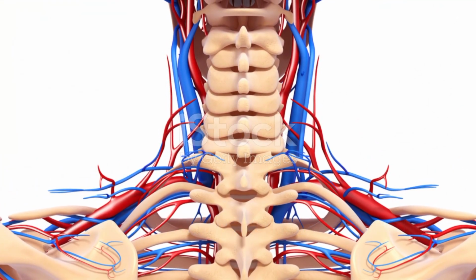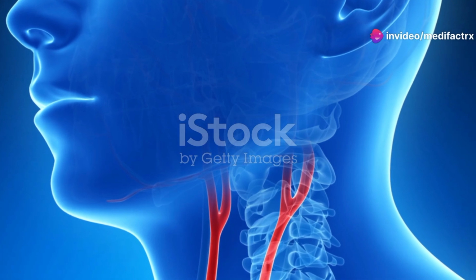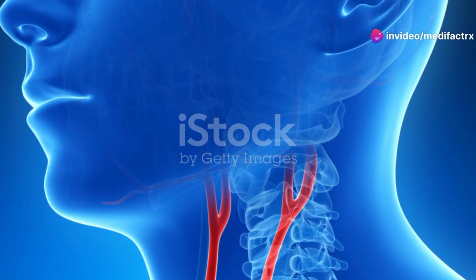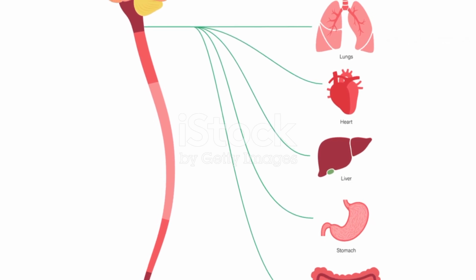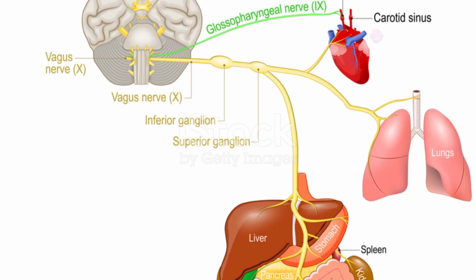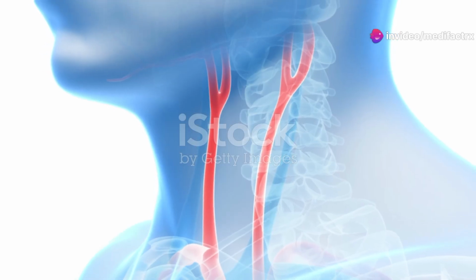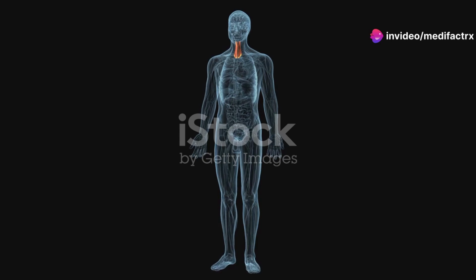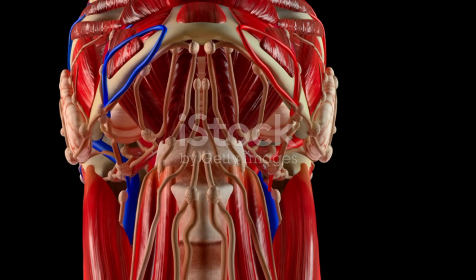The nerve supply of the anterior triangle is complex and diverse, reflecting the variety of structures found in this region. One of the most important nerves in the anterior triangle is the vagus nerve, cranial nerve 10. It descends within the carotid sheath, alongside the internal jugular vein and common carotid artery. The hypoglossal nerve, cranial nerve 12, is another significant nerve in this region.